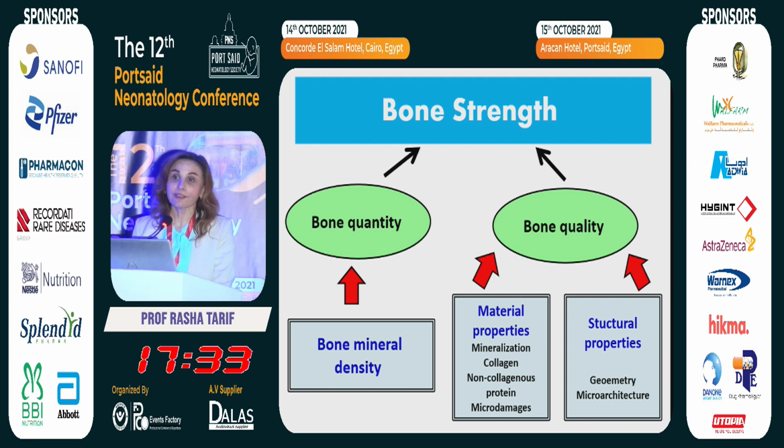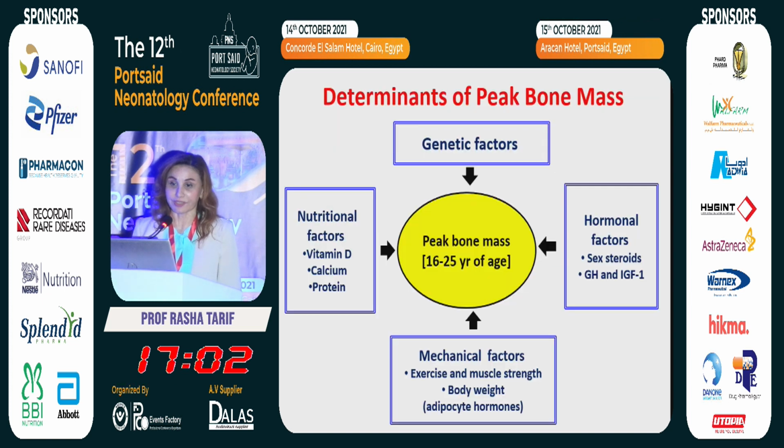The bone strength is affected by a lot of factors. The components are the bone quantity and the quality. The bone quantity is represented by the bone mineral density, and the quality depends upon the material properties like the bone mineralization, collagen, proteins, and micro damages in the bone. And the structural properties are affected by the bone geometry and the microarchitecture.